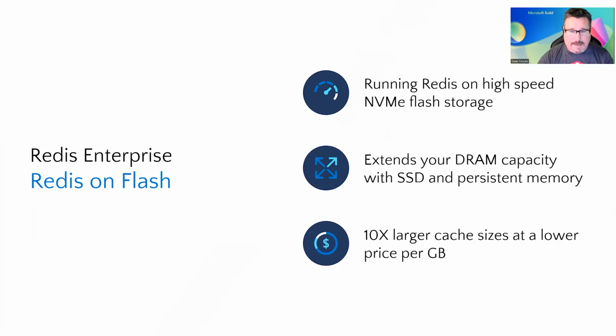So one of the features that we have for Redis Enterprise is Redis on Flash, whereby we extend the DRAM and the RAM available for your Redis Enterprise cluster with SSD. And this gives a really great cost benefit against performance, of course, for customers who need very large cache sizes. So right now, the Redis on Flash tiers can go up to 12 terabytes of cache.